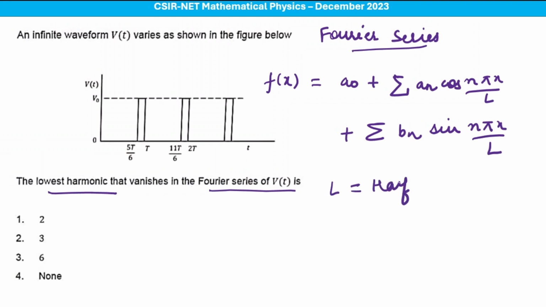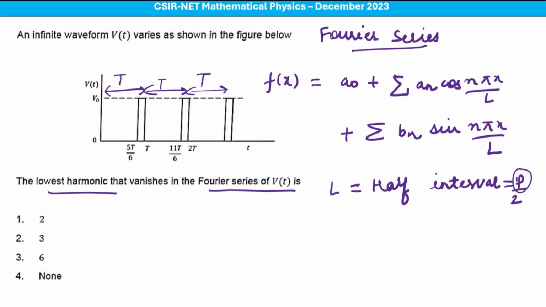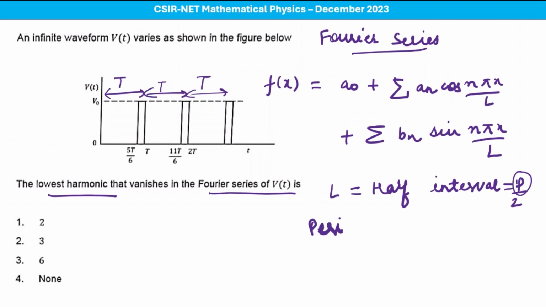where l is half the interval, that is P by 2, where P is the period. In this function, you can see this function repeats itself after a period T. The period for V(t) is T.